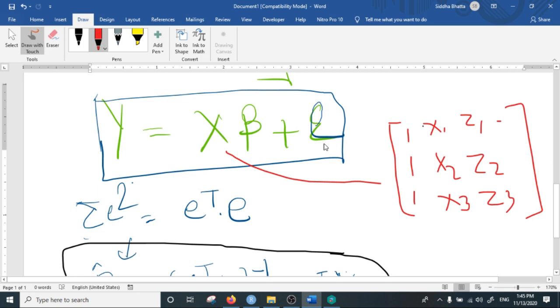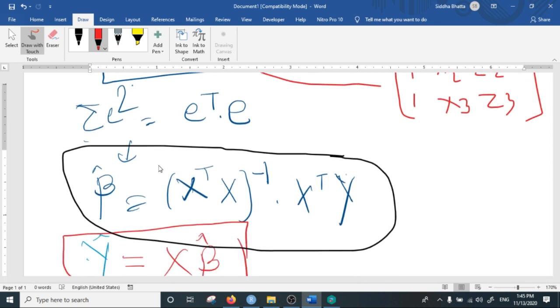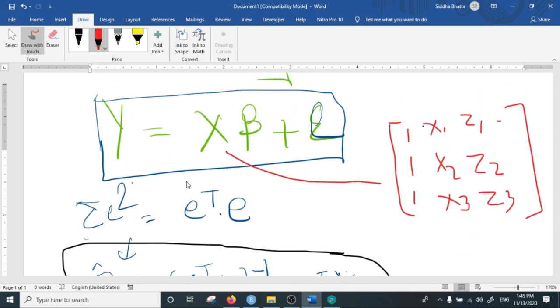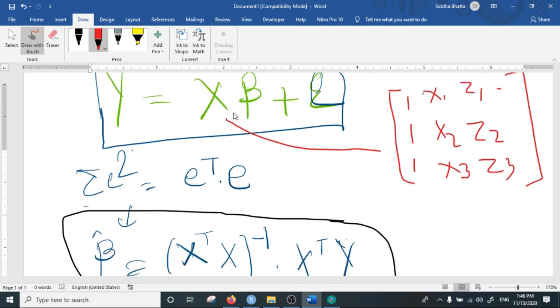We can define the sum of squared error terms as simply the product of the error vector times the transpose of the error vector. If we multiply the error vector with its transpose, we get simply the sum of the squared error terms. The error term can be calculated as the difference between the y vector and the xb vector. If we subtract the xb vector from y, we will get the vector of error terms.